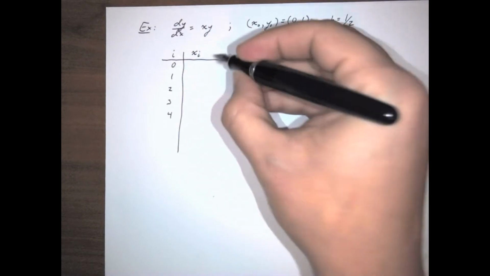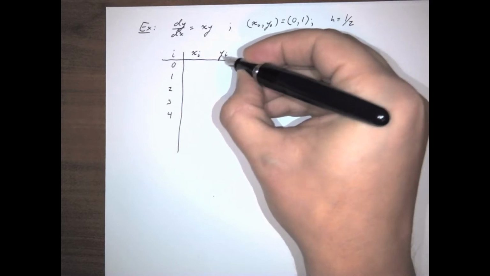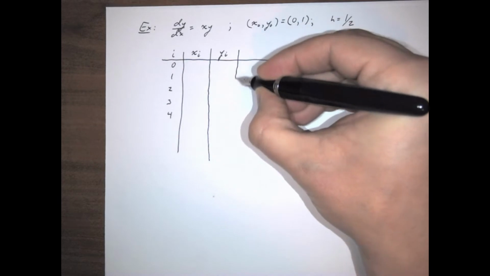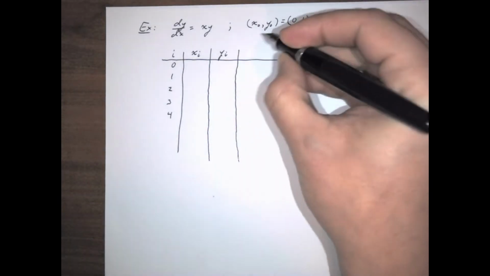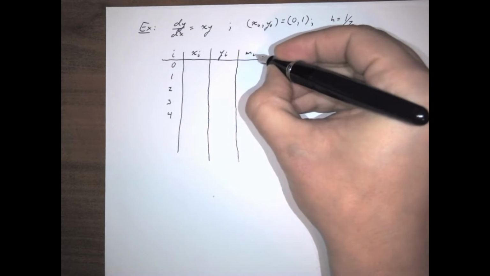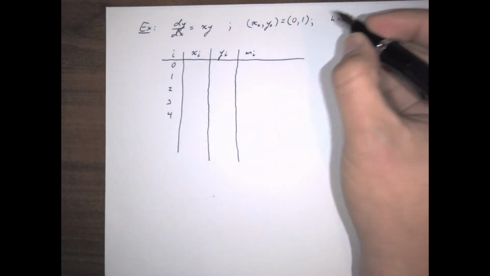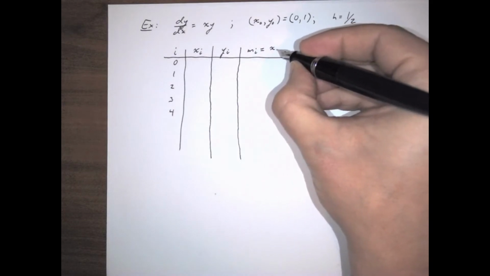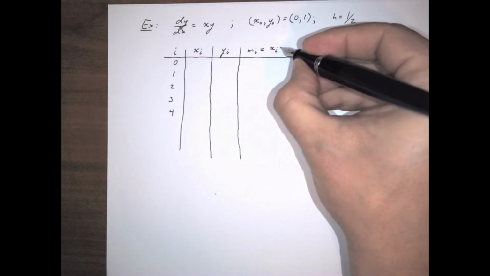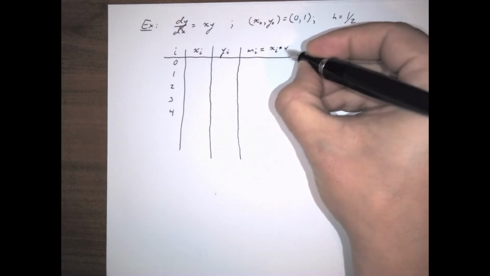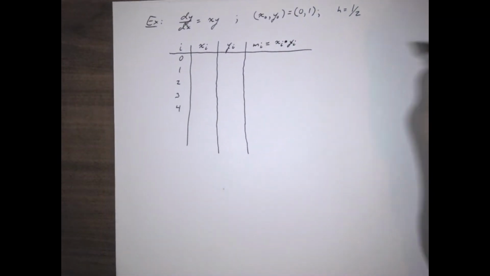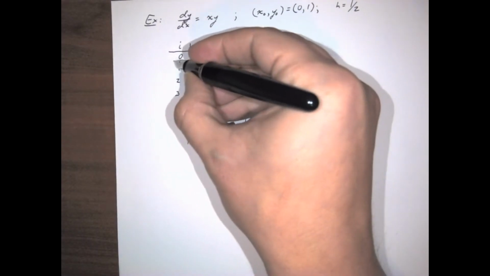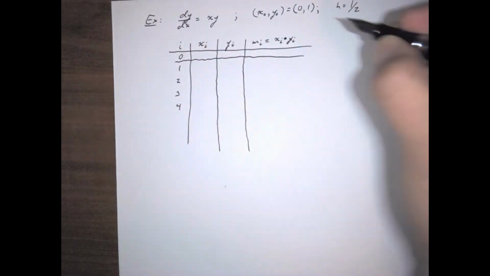So then x_i, y_i, and then let's say m_i, which we can actually just plug in here. It's just x_i times y_i. And we'll just proceed.